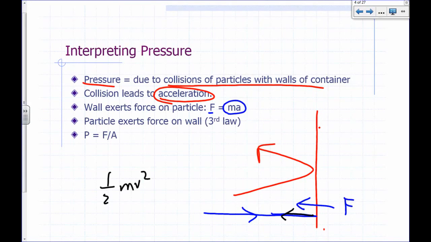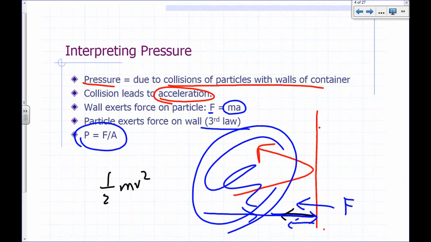The particle also exerts a force on the wall, according to the third law. If the wall is exerting a force on the particle to cause it to change direction, that means the particle itself is also exerting a force on the wall. That's Newton's third law. So the pressure due to the particle is given by F over A: the force that the particle exerts on the wall divided by the area. Pressure is defined as force per unit area. So if you have lots of gas particles in your sample, there's going to be a lot of collisions against the wall. If you add up all those forces and divide by the total area of the wall, you get the pressure on the wall.